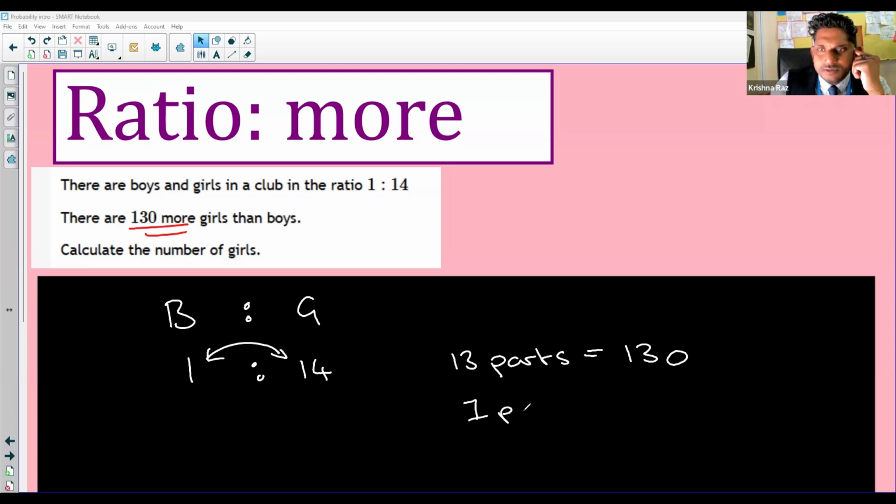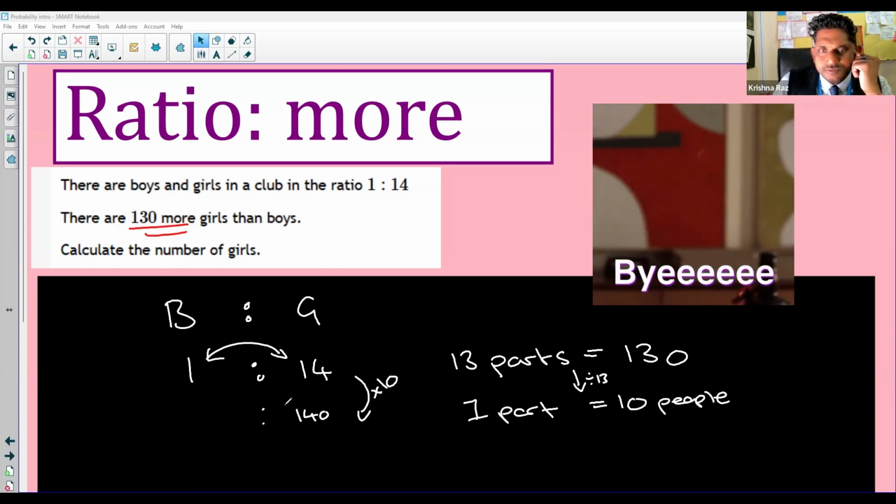So 1 part, if we divide by 13, equals 10 people. So calculate the number of girls. Well, that must be 14 times 10. So 140.